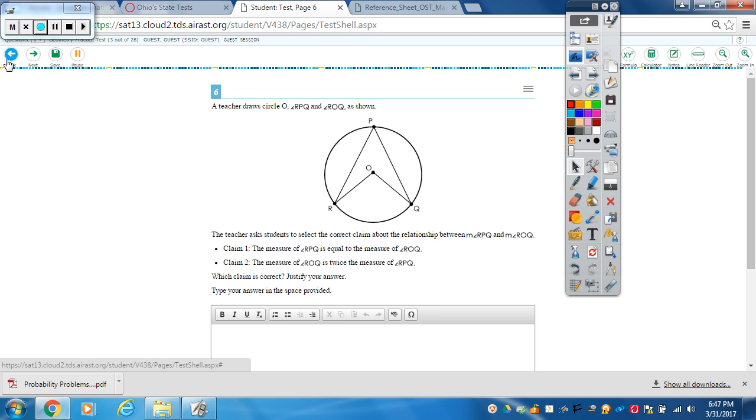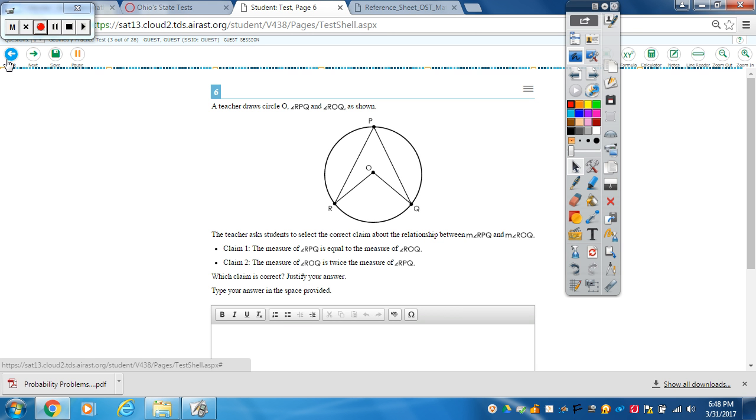Okay, this one says this, and I'm going to try to make my screen a little bit smaller again so we can see everything. You guys have it written out there too. A teacher draws a circle. Angle RPQ and angle ROQ are as shown. The teacher asks students to select the correct claim about the relationship between angle RPQ and angle ROQ.